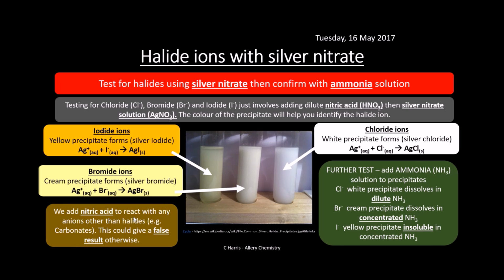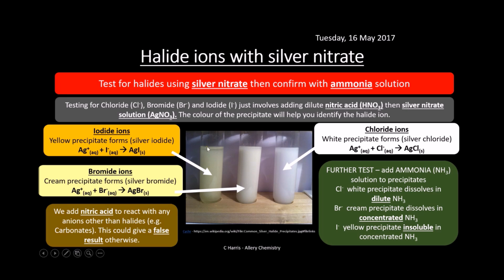Now, you might think, well, they look pretty similar in colour, and you're right, it's really difficult to distinguish them. So thankfully, we've got a further test that we can do to rubber stamp that we know what ions we've got here. So we're going to add ammonia to this. If we add dilute ammonia to all three initially, what you'll find is that your chloride ions, the white precipitate, will dissolve. So silver chloride is soluble in dilute ammonia, but it doesn't dissolve any of these. That tells you, right, that must be chloride.